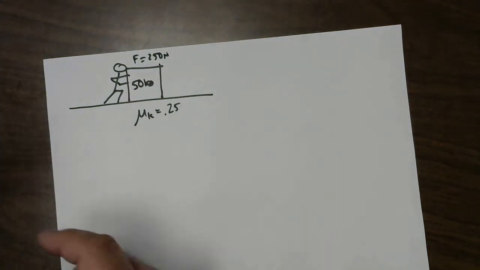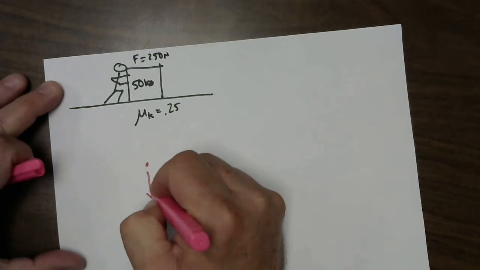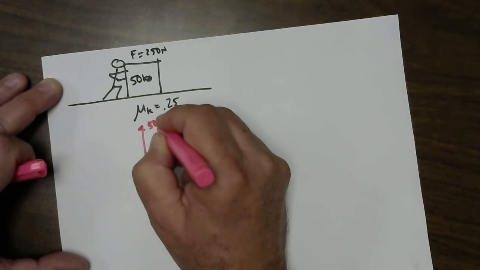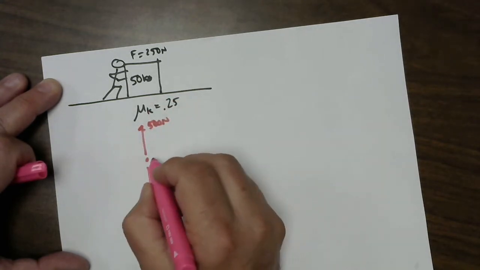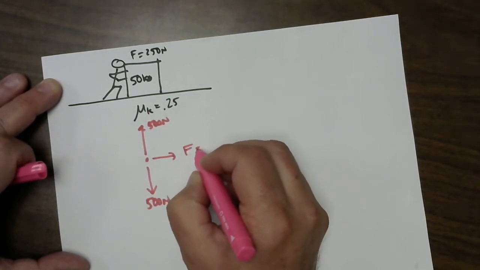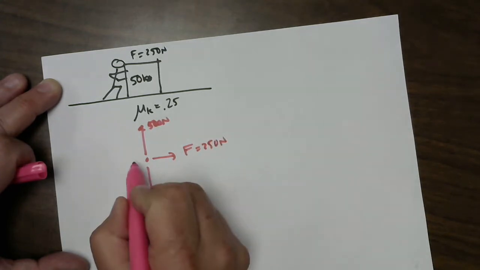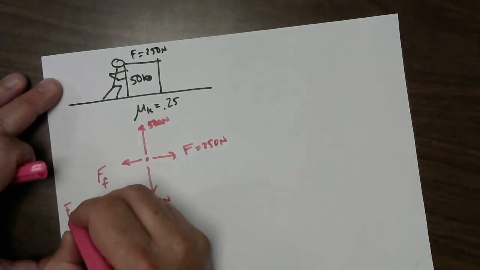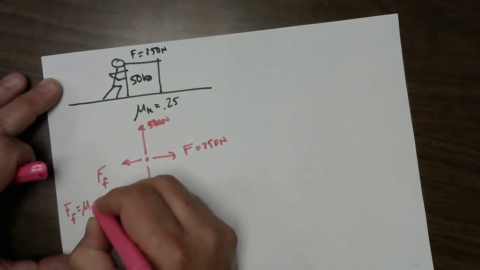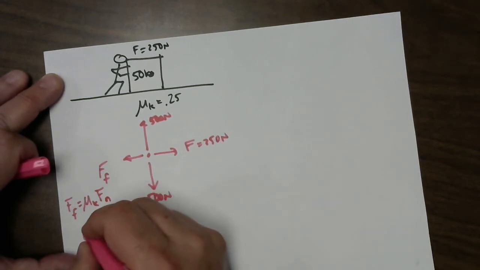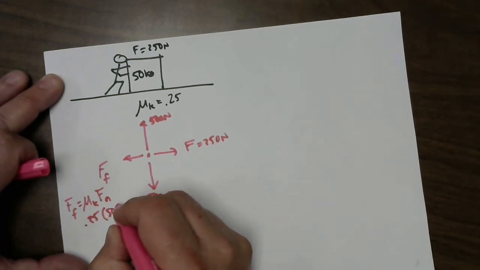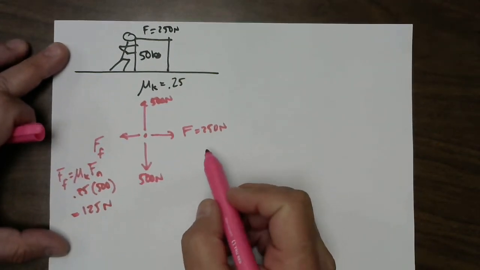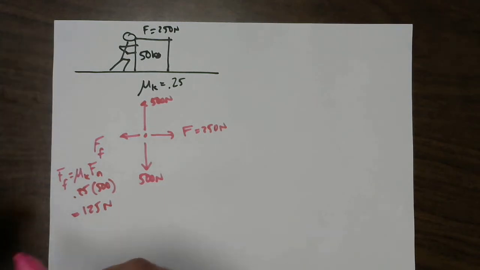Well, free body diagram. 500 newton weight hasn't changed. 500 newton normal force because it's compensating for the weight. I've got my known push force of 250 newtons, and now I've got kinetic friction going back this way. And kinetic friction is going to be the kinetic coefficient times the normal force, and that's going to be 0.25 times 500, which is 125 newtons. So I'm pushing 250 forward, there's only 125 backwards.